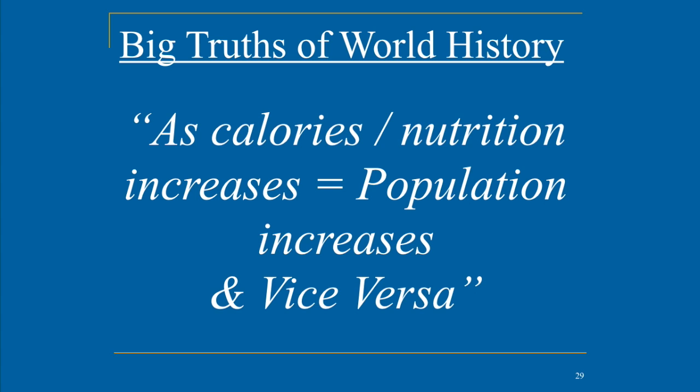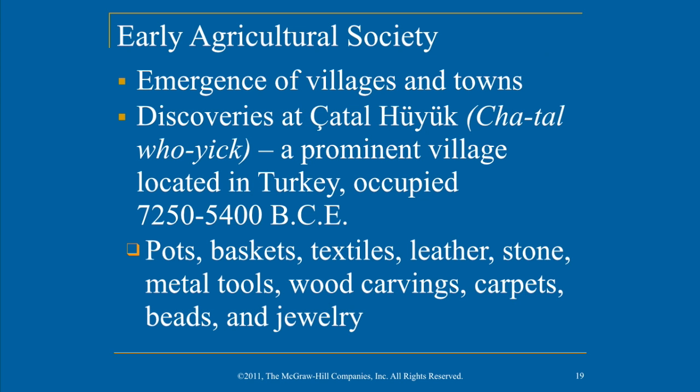This leads us to one of the big truths of world history. As calories or nutrition increases, the population generally increases. This is one of the things that we can rely on, barring other factors. This is something really to stick with. And at the bottom, I put vice versa. As calories or nutrition decreases, the population decreases. If you can't find food for all your people, they're going to starve and die.